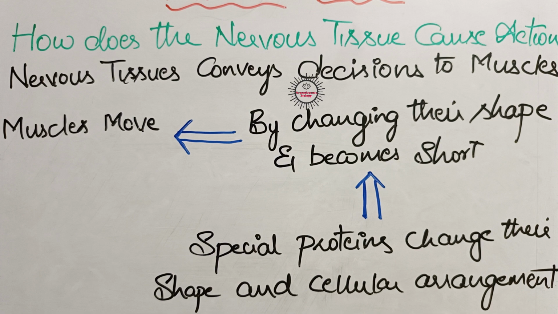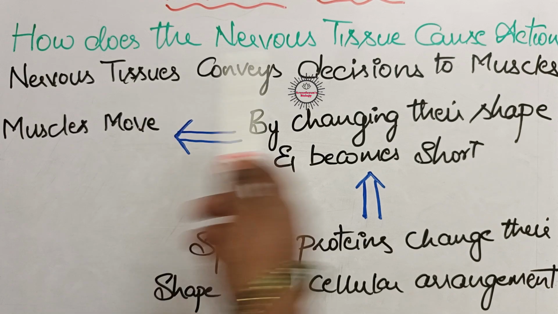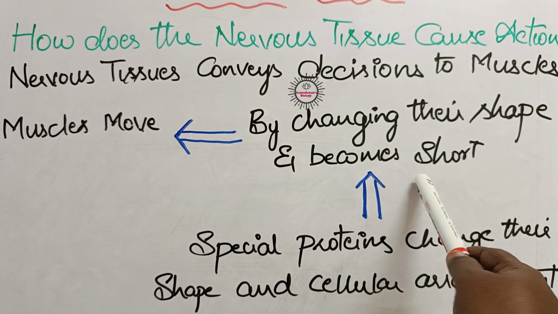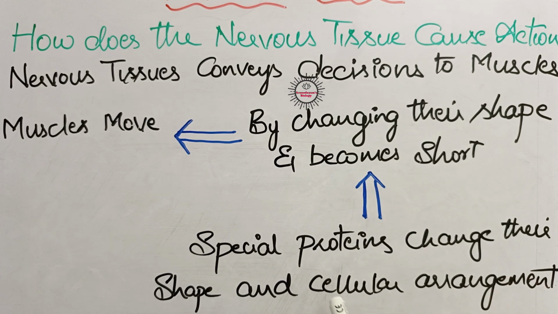So did you understand? While producing an action, muscles have to move by changing their shape and becoming short. How can they change their shape and become short? By means of some proteins present inside them. They can change the cellular arrangement present in the muscles, and because of that new cellular arrangement, they can perform that action. So this is what happens in our nervous tissue while producing an action.